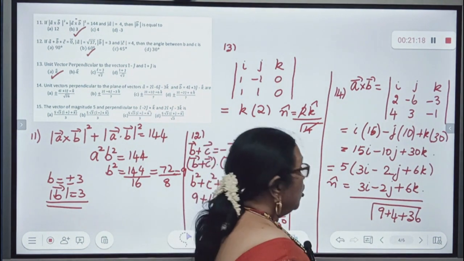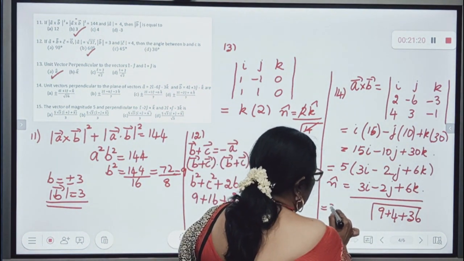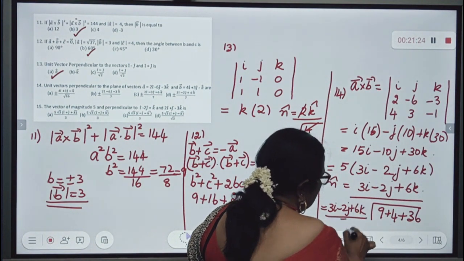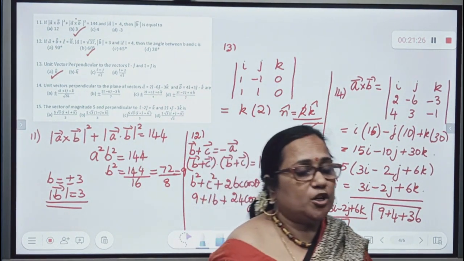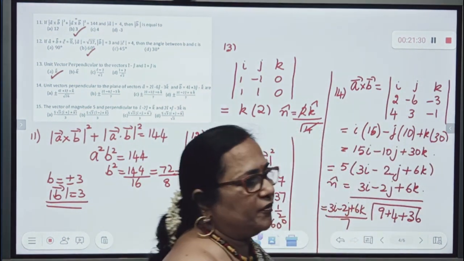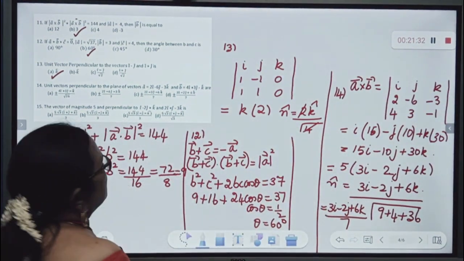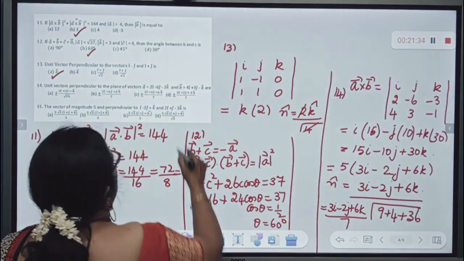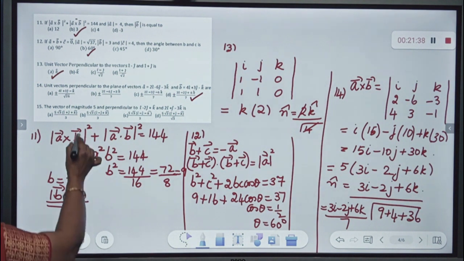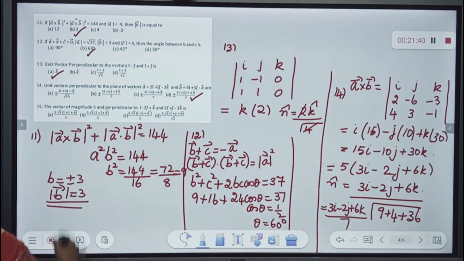Now this is 3i minus 2j plus 6k by 7. If n cap is perpendicular to the plane of A and B, minus n cap will also be perpendicular to the plane of A and B. So plus or minus 3i minus 2j plus 6k by 7. This sum is very similar. The magnitude is given.